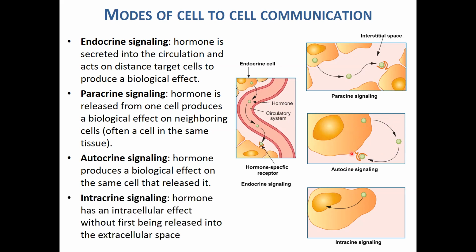And finally, this is not very common: intracrine signaling. Here, the hormone is not even secreted. It binds to an intracellular target to elicit a biological response. An example of that is angiotensin II.